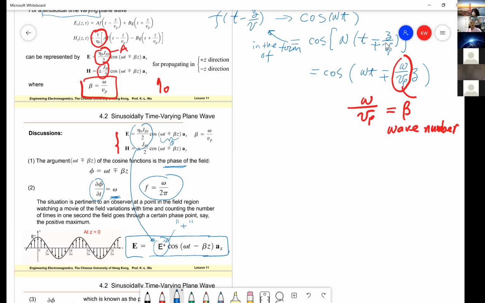We don't reflect the propagation direction here. How we reflect it is that when you give the electric field polarization direction, you also give the magnetic field polarization direction. Then we use the right-hand rule to determine the propagation direction, because E cross H is the propagation direction. Now let's look at this expression.